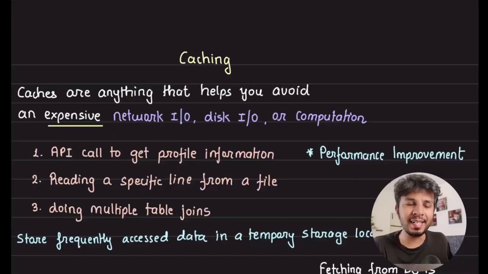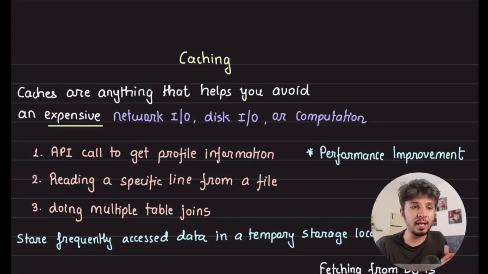So in this one, let's understand what caching is all about. Caching is a very popular way through which we can get performance out of our system. The idea is simple. We put the frequently accessed data in a place which is faster. That's the whole idea, right?